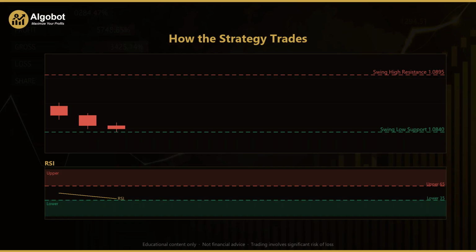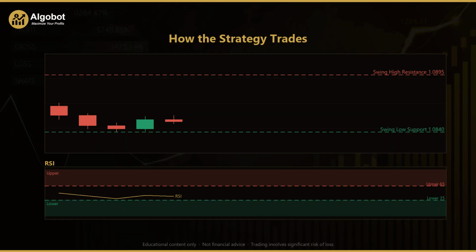We begin on the left. Price is drifting lower, candle after candle, pulling down toward that support line at 1.0840. As the third candle prints, it carves out a clear swing low right at support, and the next candle bounces up off it. That bounce is what confirms the level as a valid swing low support. Notice the RSI down in the panel. It has slipped toward its lower region and is just beginning to curl upward as buyers step in.